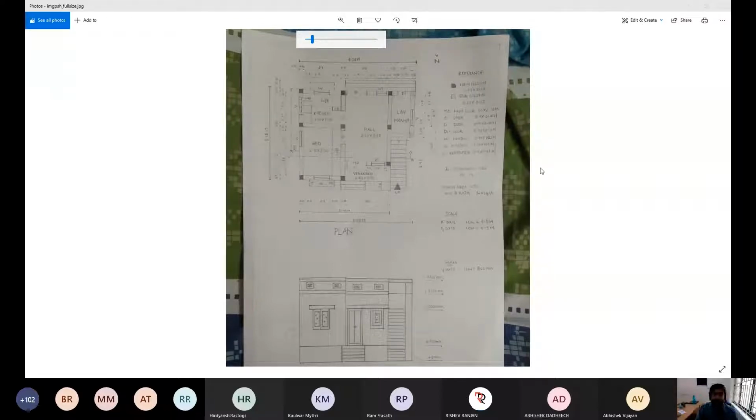So I hope you understand. Okay, sorry for the inconvenience. Scaling is very important. Suppose here, let me explain how you can do scaling. Suppose the total dimension is 6.26 meter. Anyway, in a drawing sheet your measurement is always in centimeter or millimeter.